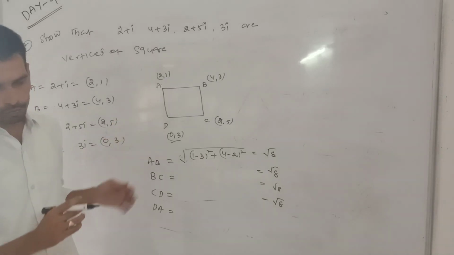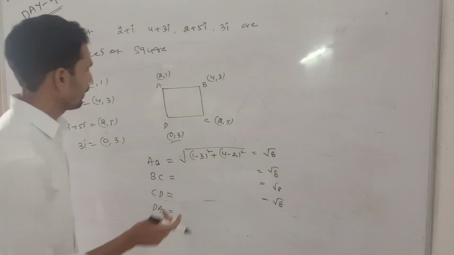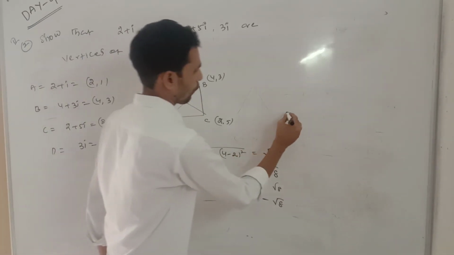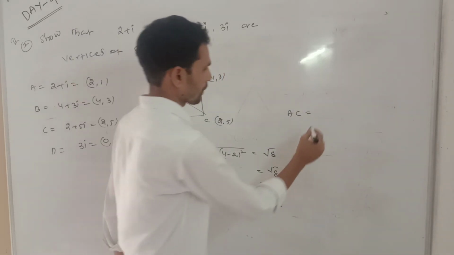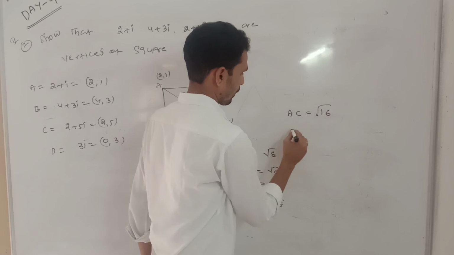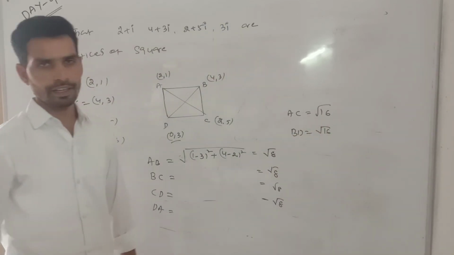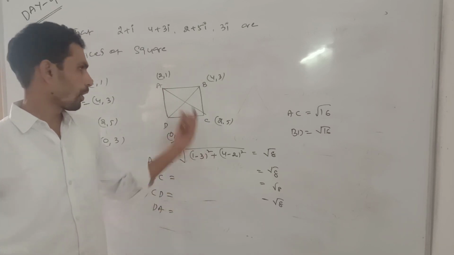Similarly, the diagonals are also equal. The length of the diagonals, that means AC and BD. Similarly, find the distance of AC. We get AC distance is root 16 and BD distance is also root 16. So all sides are equal and the two diagonals are equal, and the given points form a square.